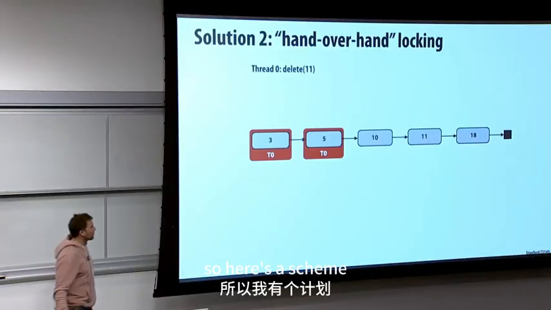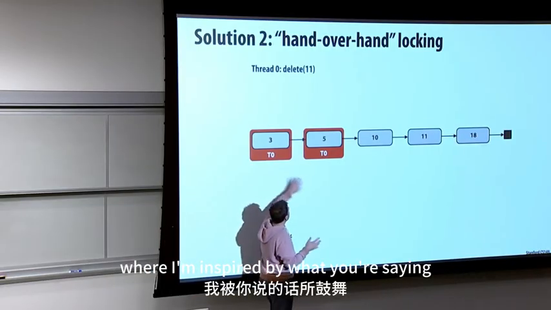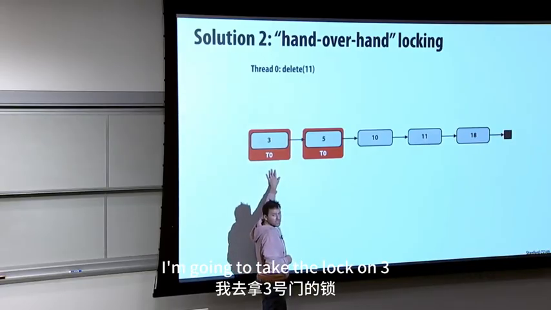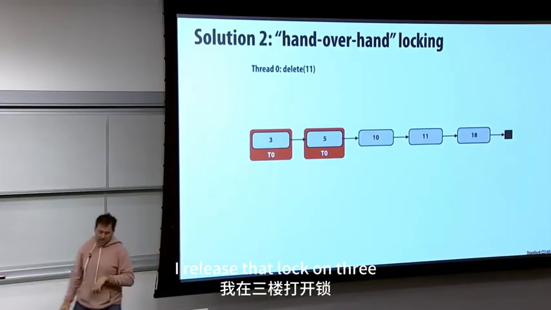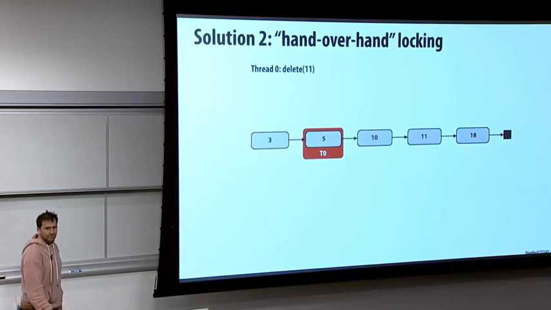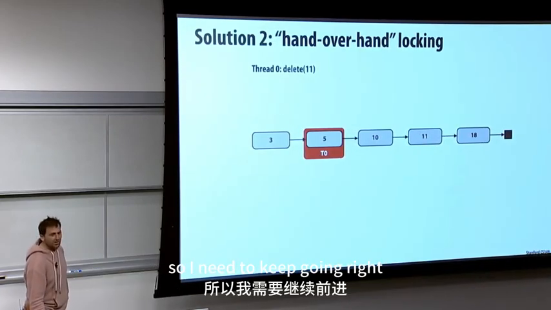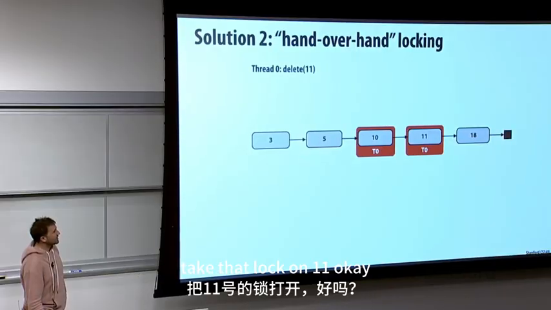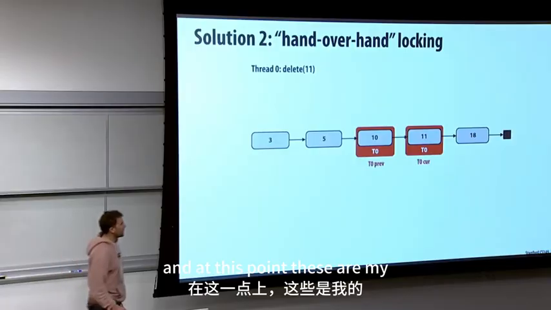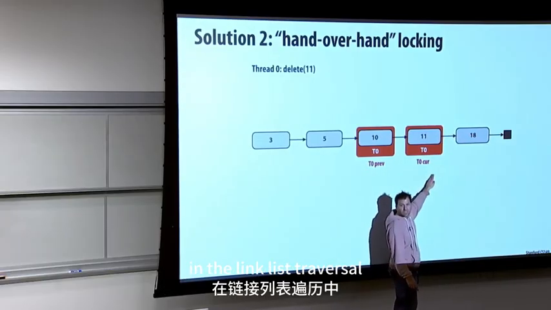So here's a scheme that embodies this hand-over-hand locking idea, where I'm inspired by what you're saying. I'm going to take the lock on 3, and then I'm going to take the lock on 5 before I release that lock on 3. And then, what do I do? Oh yeah, I'm deleting 11 here. So I need to keep going, right? So I need to take that lock on 10, release it, take that lock on 11. Okay. And at this point, these are my thread 0's previous pointer and current pointer in the linked list traversal.